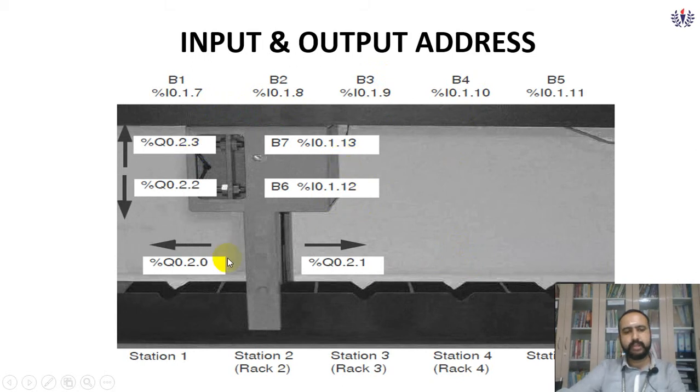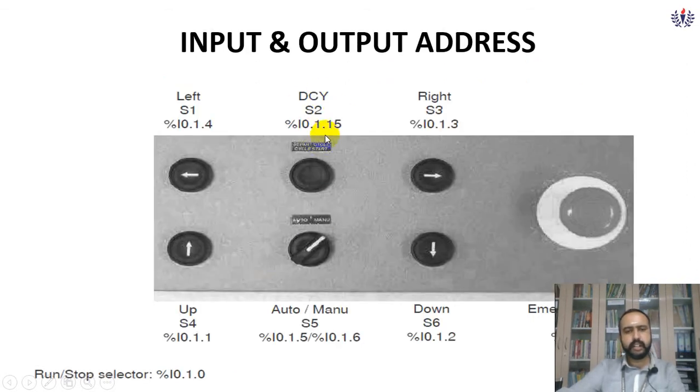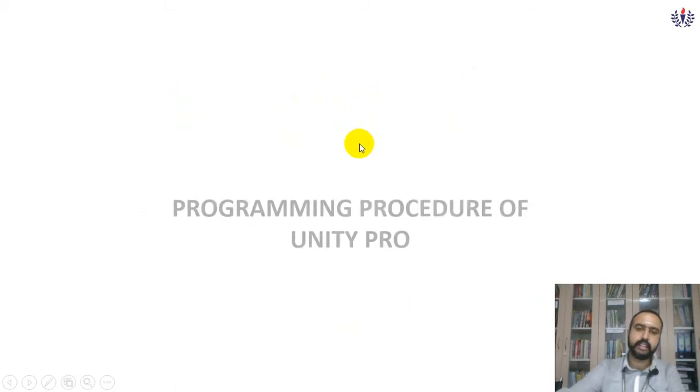Similarly, low position is 12, high position is 13. And also we have the output addresses. For moving left is 2.0, moving towards right is 2.1, down is 2.2 and up is 2.3. So it is a repetition of the previous experiments, and here it is 1.15. That will be the address for the start cycle push button.